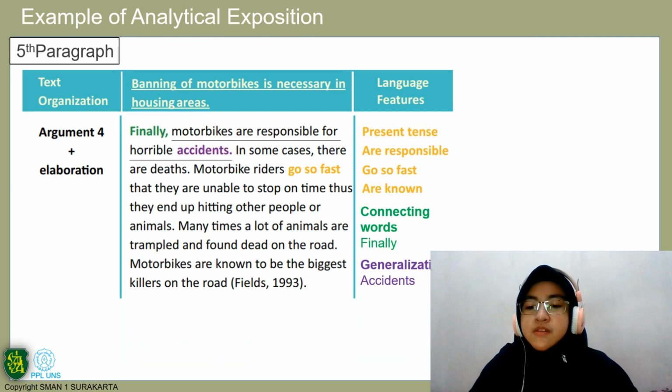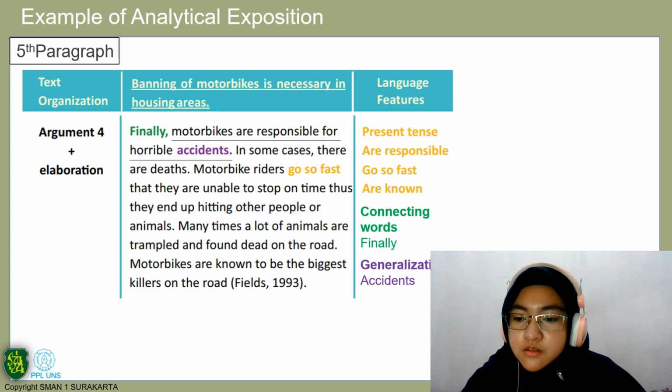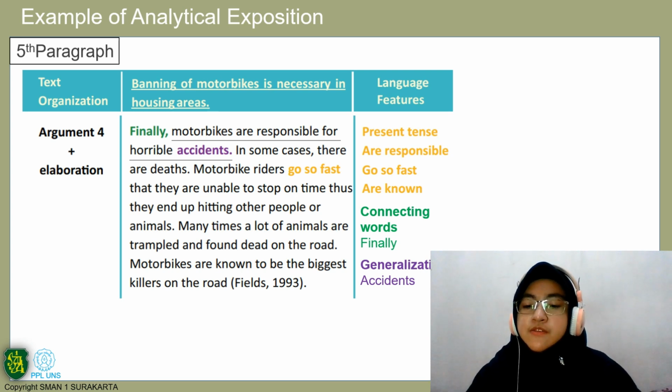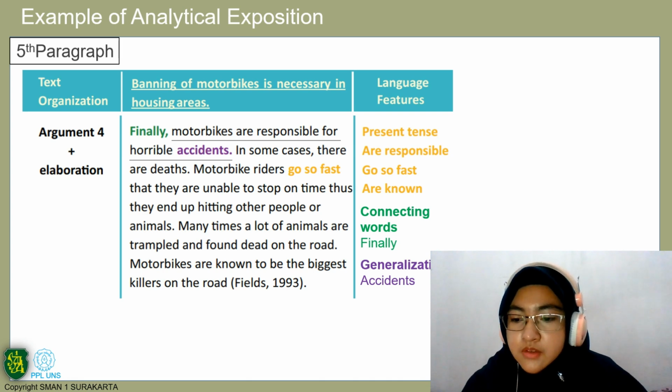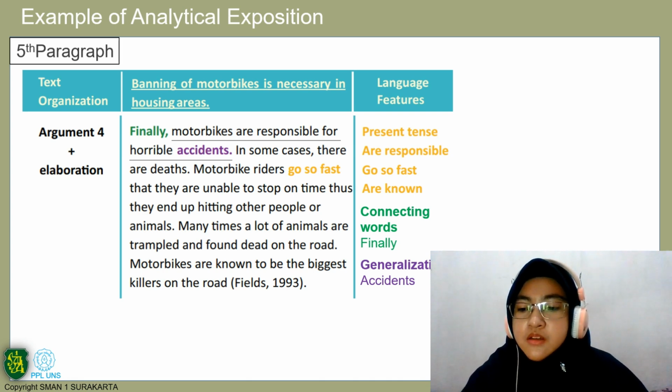And then the last paragraph, oh no, not the last yet. The fifth paragraph, the fourth argument. Okay, read it by yourself. Here, the argument is that motorbikes are responsible for horrible accidents. Okay. And then there are some cases here regarding the accidents. So the elaboration is in the form of cases or examples.